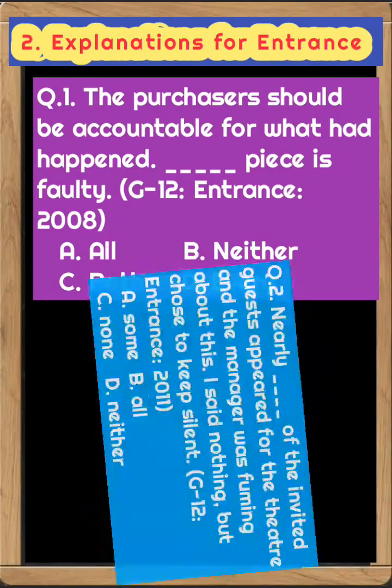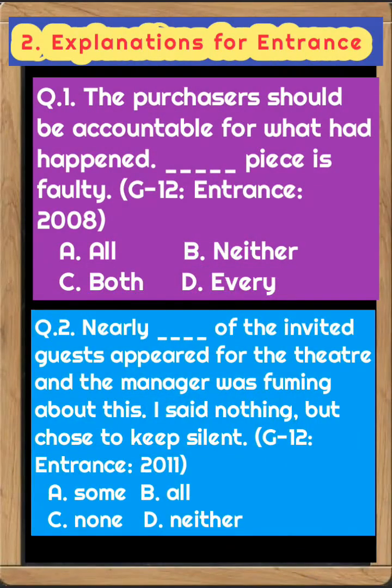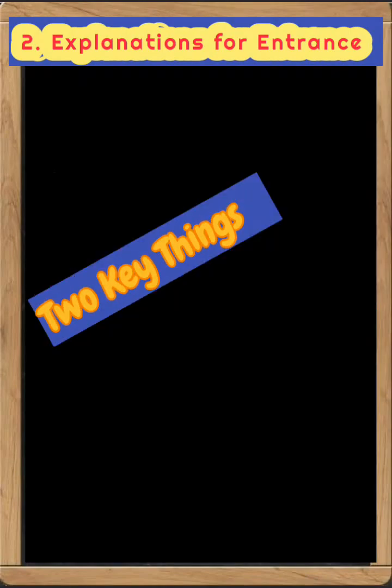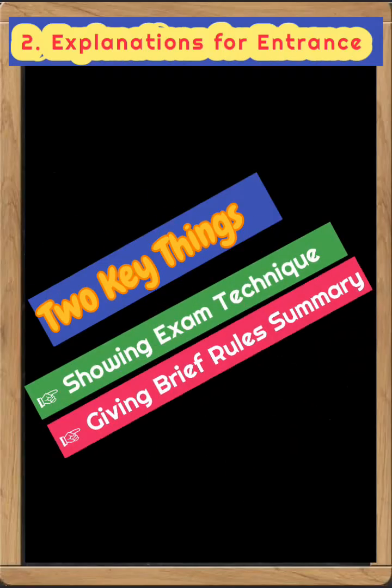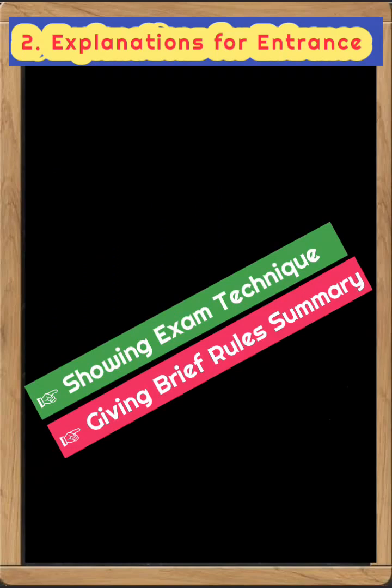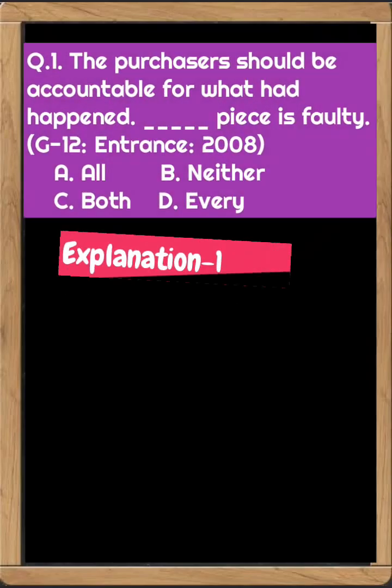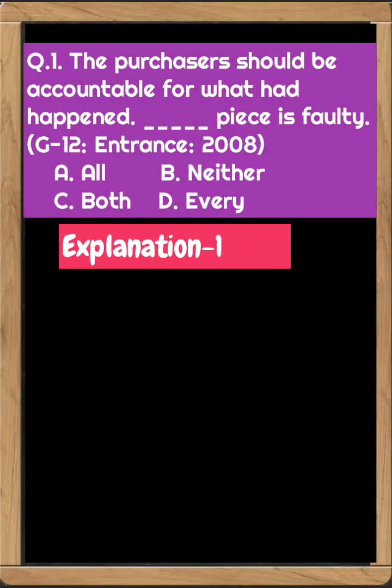Now let us see how to apply context technique to answer the next two questions and any other question about quantifiers. In these explanations, I'm going to do two things. The first one, answering this question using context technique and also giving brief rule summaries. Are you seeing the question on the screen? Now let us proceed to Explanation 1. Look at question number 1 on the screen.